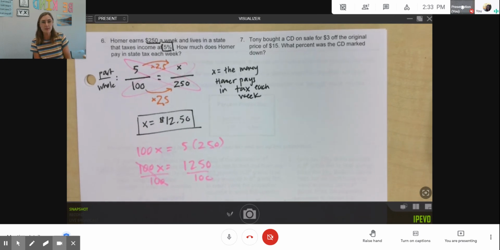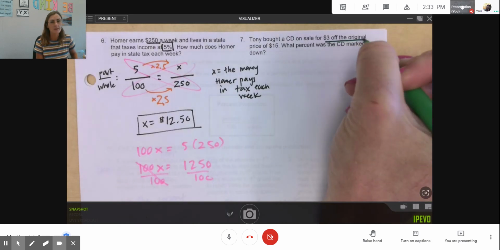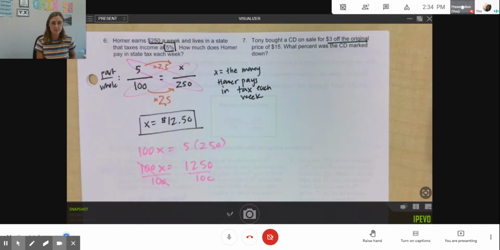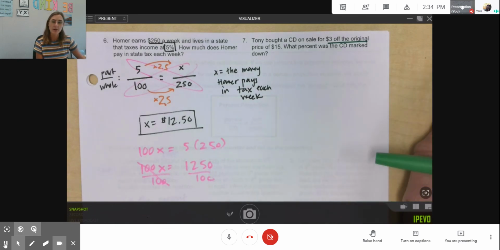Tony bought a CD on sale for $3 off of the original price of $15. What percent was the CD marked down? Marked down means what percent was that discounted? Go ahead and try this one on your own.